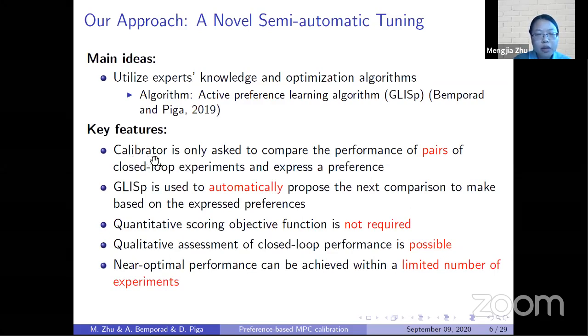First, the calibrator is only asked to compare the performance of pairs of closed-loop experiments and express a preference. Second, the algorithm GLISP is used to automatically propose the next comparison to make based on the expressed preferences. Third, a quantitative scoring objective function is not required in this case. And also, qualitative assessment of closed-loop performance is possible by using this approach. And lastly, near-optimal performance can be achieved within a limited number of experiments.